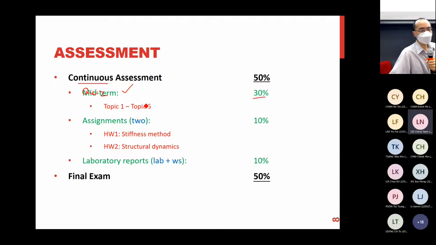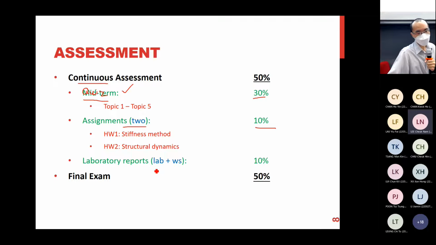Topic 1 to topic 5 mainly talk about all the things in Stiffness method. And then we will also assess you a little bit about structural dynamics, not very deep. This is about the quiz, mainly Stiffness method, 30%. And then we have 2 assignments, homeworks. The first one is for Stiffness method, the other one is for structural dynamics, the simple one. The total percentage is 10%.